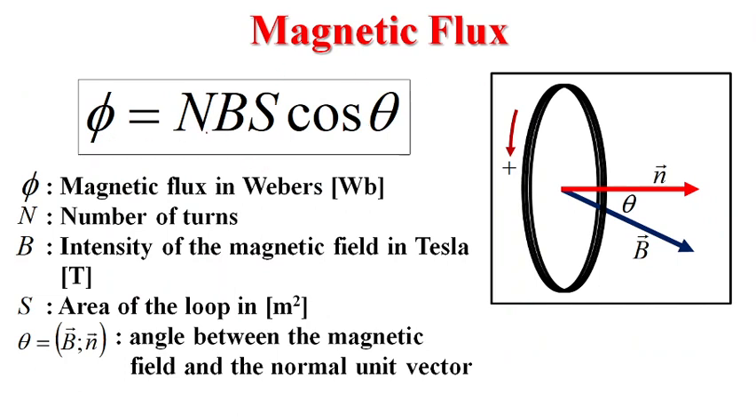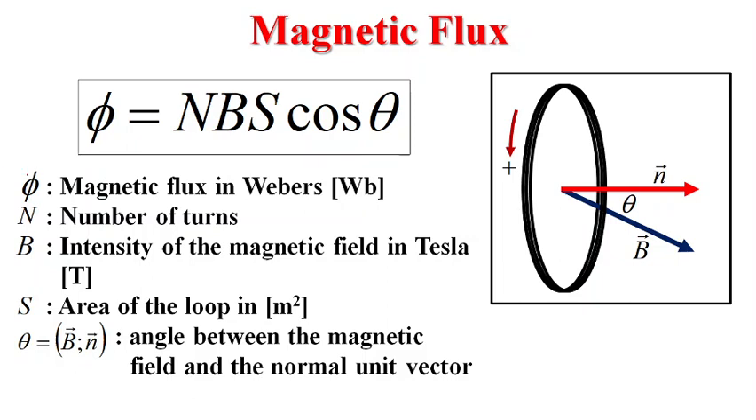Magnetic flux is defined as N B S cosine theta. To determine the magnetic flux we need N, which is the number of turns of the coil, B, the intensity of the magnetic field, S, the area, and theta, the angle between B and N. B is the magnetic field, N is the normal vector to this area or to this coil, and N is determined by applying the right hand rule.